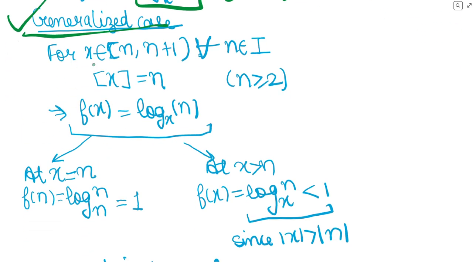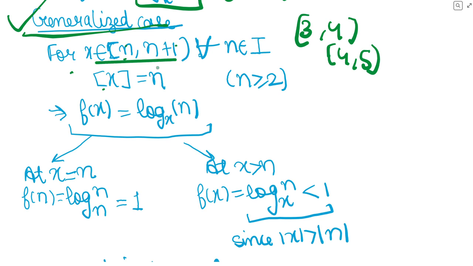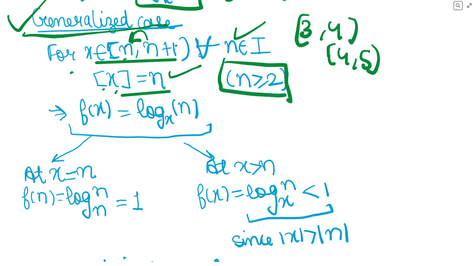Now we'll look for the generalized case. After 2 we can generalize the function. Let's assume we are generalizing it between an integer n and n plus 1. It can be either 3 to 4 or 4 to 5. Because we have a greatest integer function, we have to generalize it in terms of integers so that we can make sense of the function. In this interval, the greatest integer is going to round down to n, so it is equal to n, and we make sure that n is an integer and greater than or equal to 2.